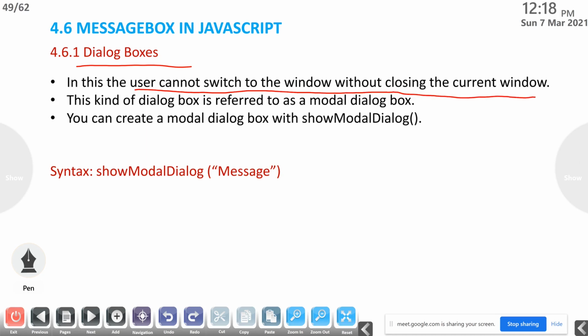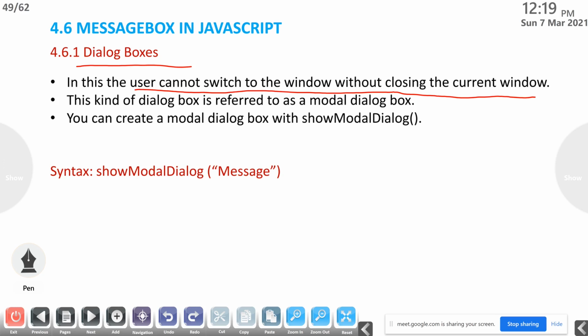Modal window, for example, when we are typing something in Microsoft Word and try to save a file, and the save dialog box will be opened. In that situation, if we try to type some more text in Microsoft Word, it is not possible. It will not allow until you close the open or close dialog box. So that type of dialog box we call a modal dialog. That means the user cannot switch to the window without closing the current window.